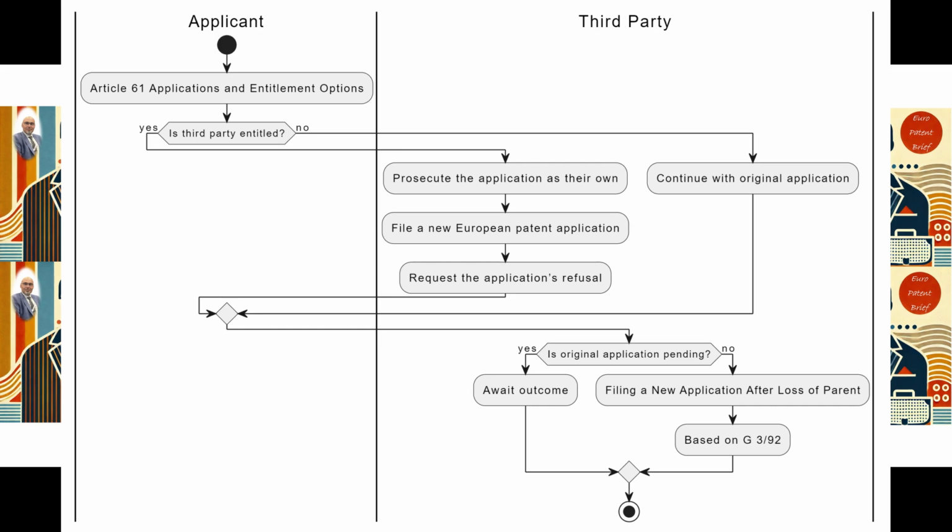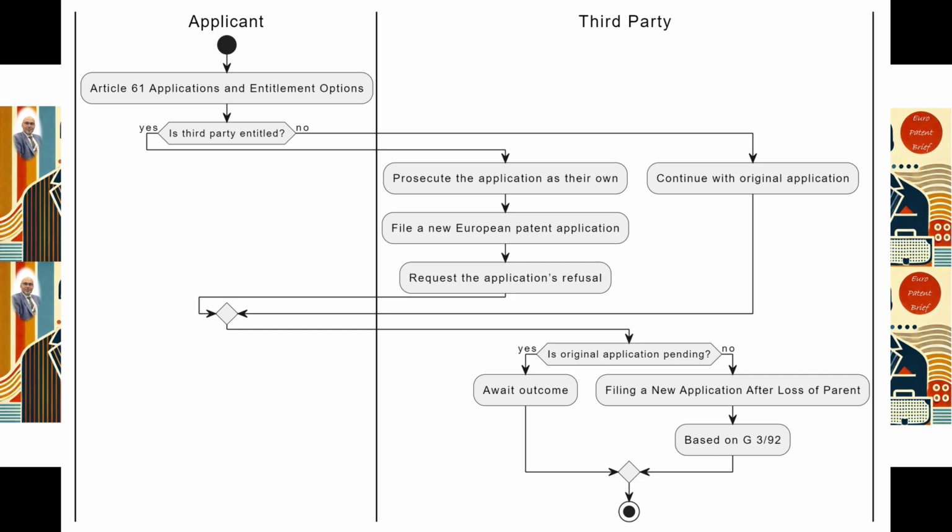Pause here. Can you see how these options work in practice? Do you understand the choices available in an Article 61 scenario? If the original application is no longer pending, the third party can still file a new European patent application. This option is explained in G3/92. Pause and reflect. Is this relevant to any cases you're handling?